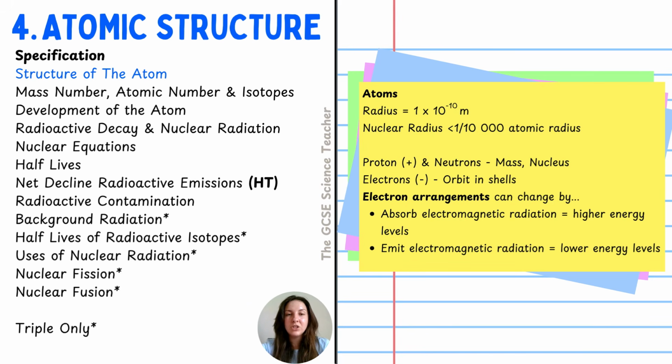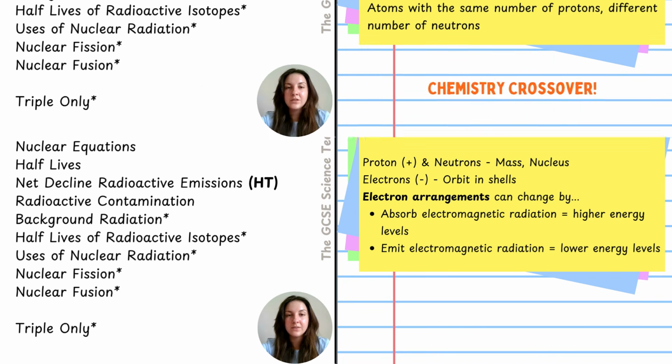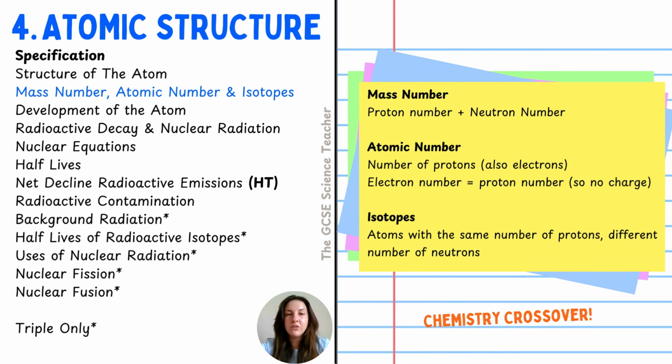Electron arrangement can be changed by absorbing electromagnetic radiation, so they have a higher energy level, which means it's further from the nucleus, or by emitting electromagnetic radiation, which means they have a lower energy level, which means they're closer to the nucleus. So the mass number is the number of protons and the number of neutrons. The atomic number is just the number of protons or the number of electrons. Remember, the electron number is the same as the proton number, so the actual atom has no overall charge because their charges cancel out. Isotopes are atoms with the same number of protons but a different number of neutrons.